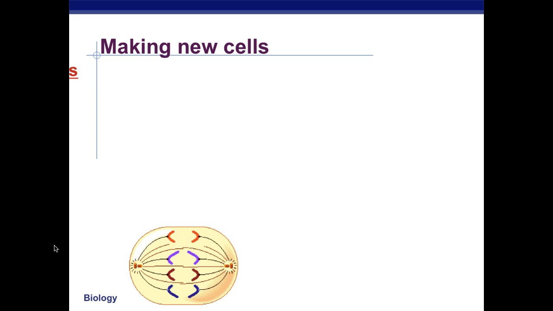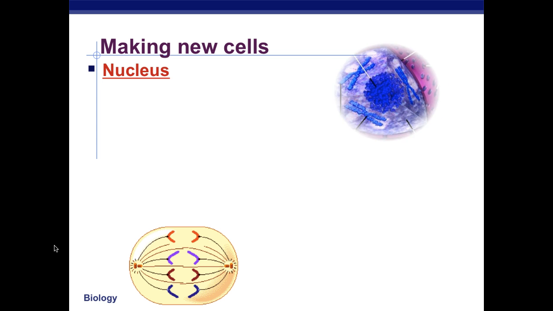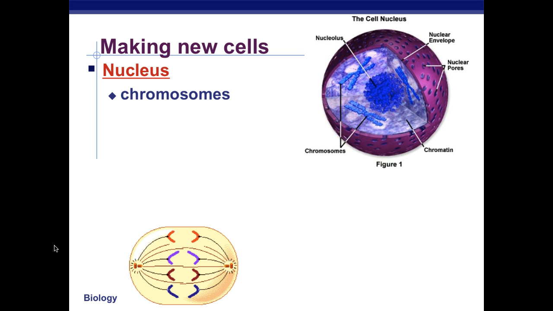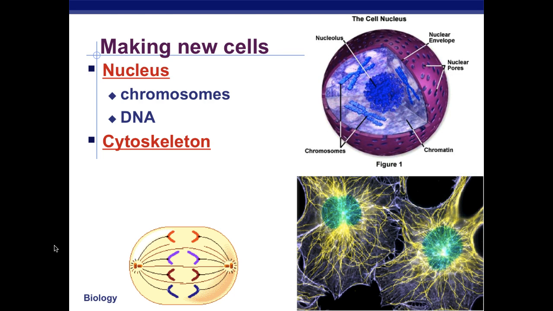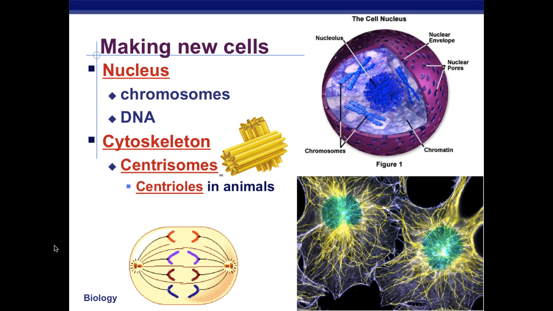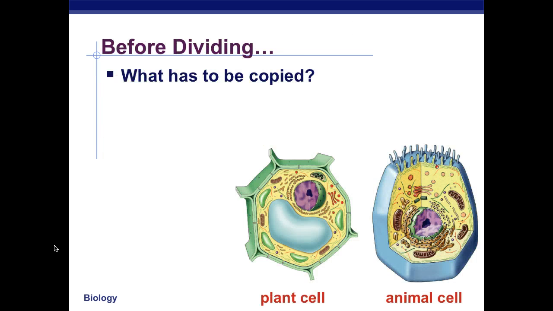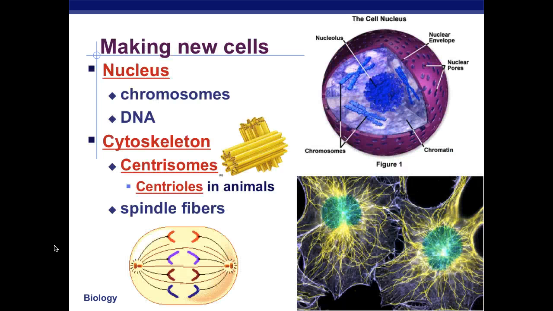So making new cells, there are different parts that we have to worry about. We have our nucleus, which we know is the house for our DNA. Our DNA is wound up on chromosomes. We have our cytoskeleton, which is made up of centromeres and centrioles in animals, and spindle fibers. So those are up here, as well as the spindle fibers.